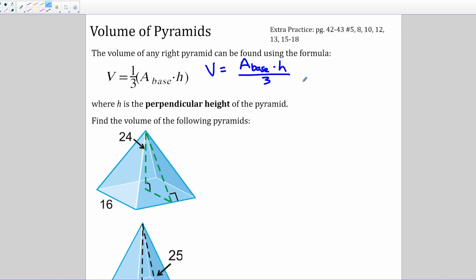So mathematically, they're all the same, but I find that this is a little bit easier for most students to follow along, because we won't run into the problem of, well, what happens to the 1/3? How do I get 1/3 in my calculator? Just find the area of your base times your height, and then just divide your answer by 3.